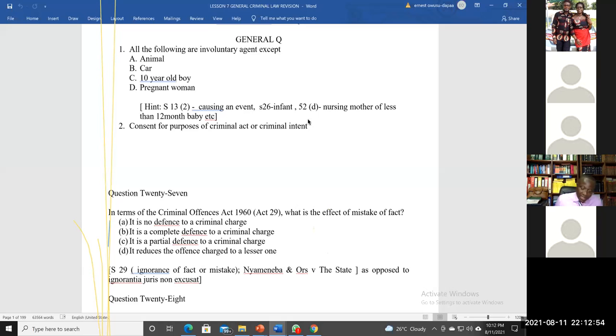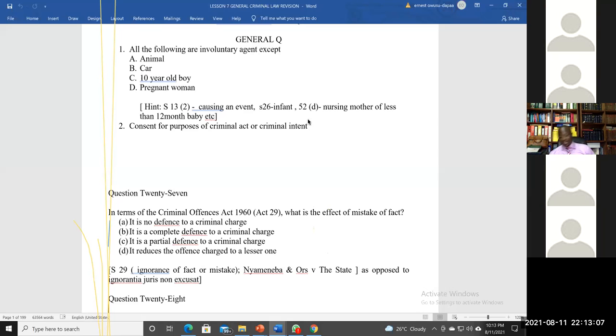Yeah. So if you give a consent as a result of a fundamental mistake of fact, then the position of the law is that that consent does not have effect.